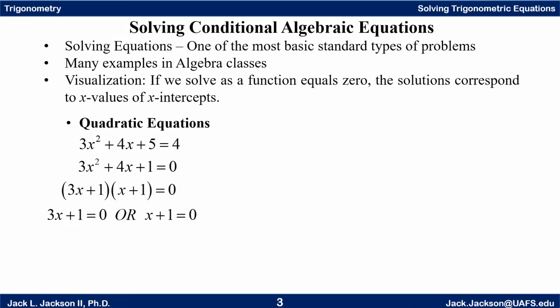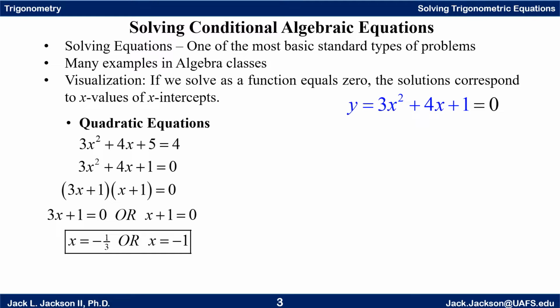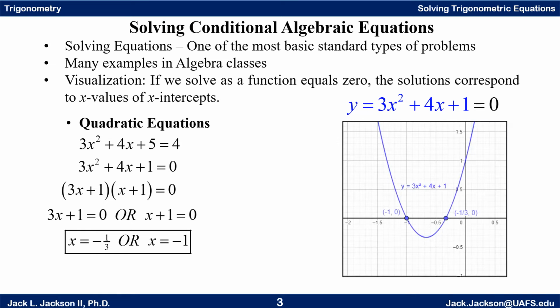We have a certain property of 0 that says if a times b equals 0, either a equals 0 or b equals 0. It's a special property that 0 has. And solve each one of those. In the right one, we subtract 1 from both sides. In the left, we subtract 1 and then divide by 3. So we see either x is negative 1/3 or x equals negative 1. If we take this version where it's already solved for 0, y equals 3x squared plus 4x plus 1, and graph that, we see that it does cross the x-axis at negative 1 and negative 1/3. And so those are our two solutions.